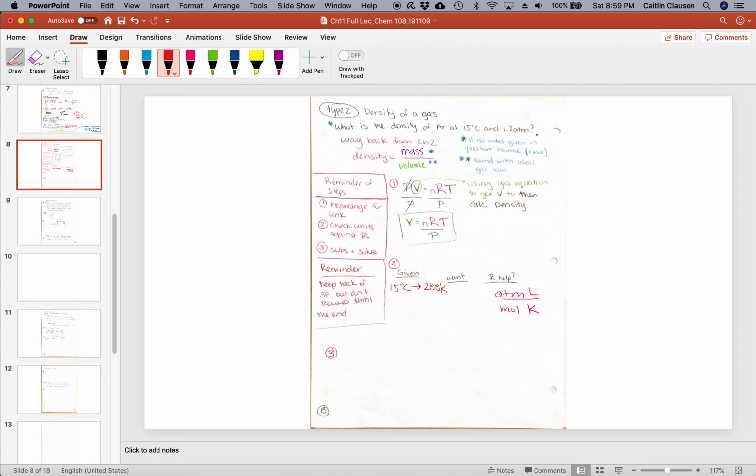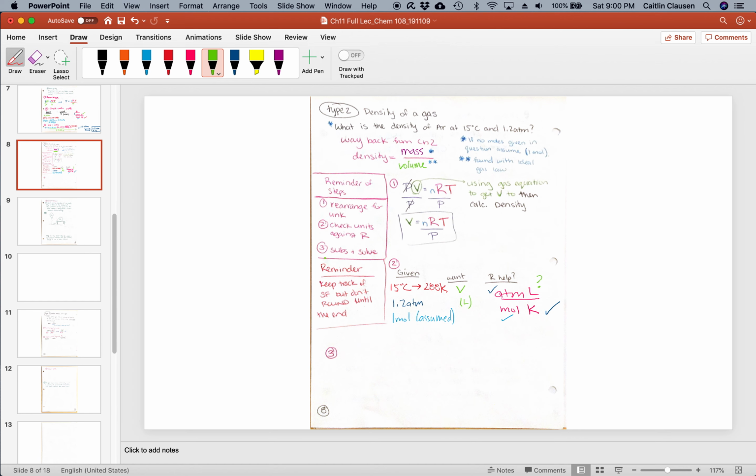We're also given atmosphere, so the pressure is in the correct units. We're good on pressure. Now we're good on Kelvin because we converted it from Celsius. And we're assuming 1 mole, because it wasn't stated. And we want to know the volume. So we need to find V in liters. We don't know volume.